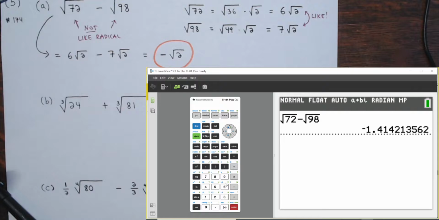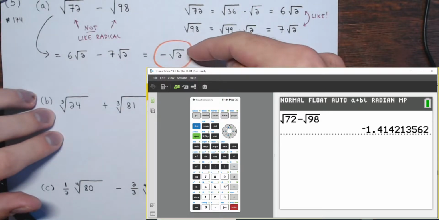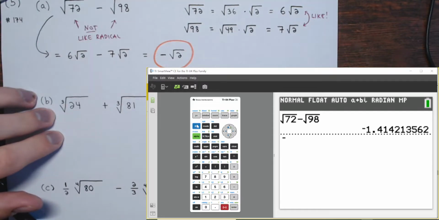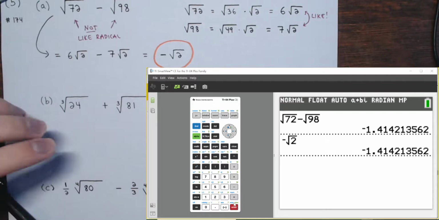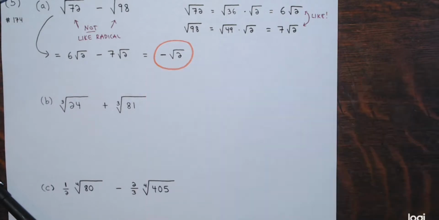Now I'm going to enter the expression we ended up with, right? This negative square root of 2. And it should be the same thing, right? Negative square root of 2. And it is indeed the same number. Alright, so we did a good job.